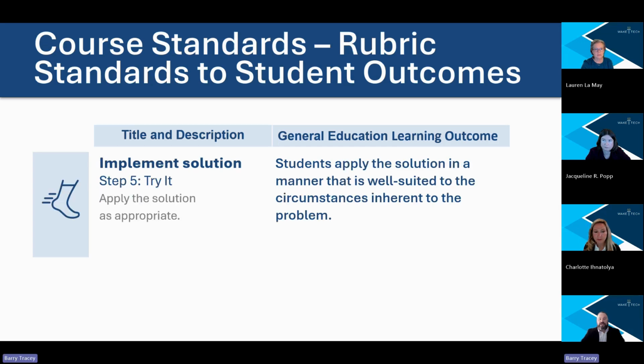In the 5th stage, implementation, students apply their solution in a way that works with the circumstances of the defined problem. Many of your courses have the steps of trying the plan ingrained in their work.